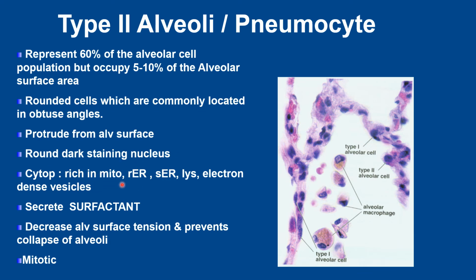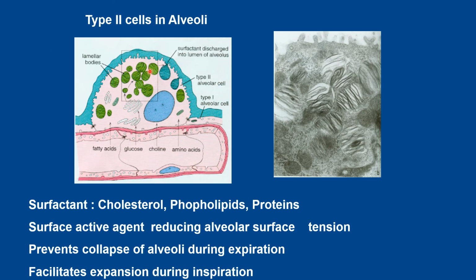The cytoplasm is rich in mitochondria, RER, lysosomes, and electron dense vesicles. They secrete surfactant. They decrease the alveolar surface tension and prevent collapse of alveoli. After injury of the lung, they divide by mitosis and repair the lung alveoli. The most important function of the type 2 pneumocytes is secretion of surfactant, and the surfactant reduces the surface tension, which prevents the collapse of the alveoli during expiration. Without surfactant during expiration, the alveoli will collapse.